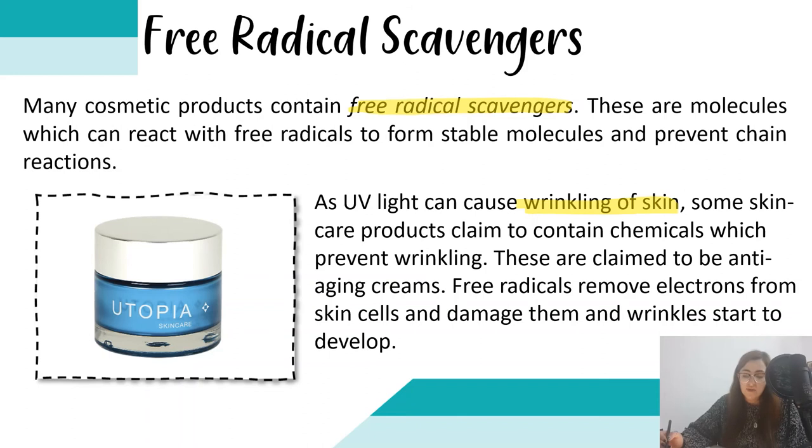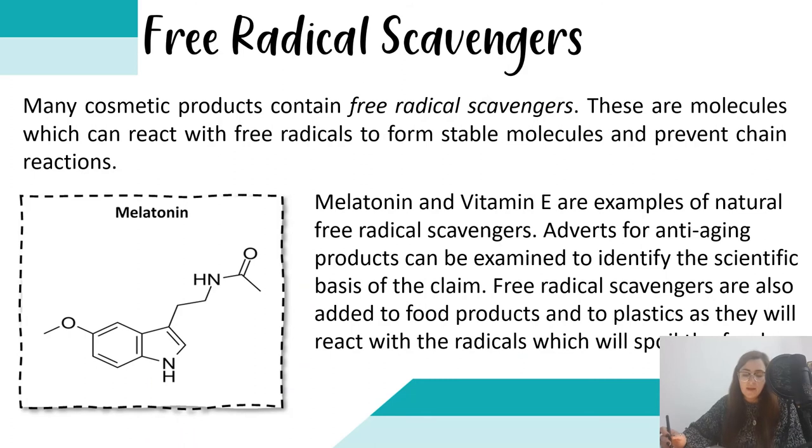Free radicals remove electrons from the skin cells and damage them, and wrinkles start to develop. So if free radicals are removing electrons from skin cells and that's causing some skin damage, by adding free radical scavengers, the free radical scavengers will mop up the free radicals that are created, preventing the damage from happening. Melatonin and vitamin E are examples of natural free radical scavengers.